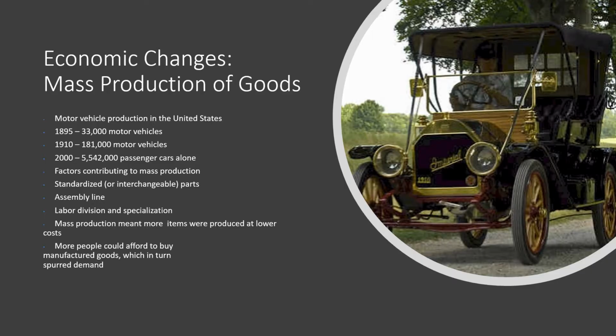With the economic changes, consider motor vehicle production in the United States. In 1895, there were only 33,000 cars in continental USA. In 1910, 181,000 cars. In the year 2000, 5.5 million cars. Factors that contributed to mass production were standardized parts, interchangeable parts, the assembly line, division of labor, and specialization. Mass production meant goods could be produced at a lower cost, which means people could afford to buy them, because a Model T Ford would only cost $410.